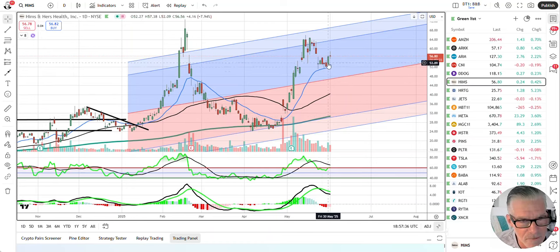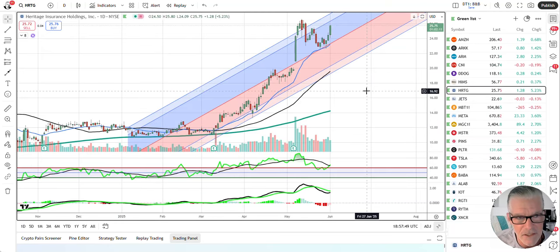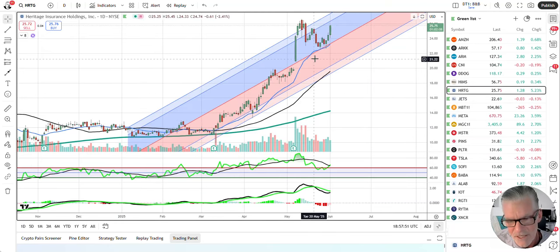We got in just before that big green stick, and we're seeing a good healthy hold, not necessarily follow through, but a good hold near the closing highs on Friday. HRTG is a nice looking trending stock. This is what I mean by a trending stock, right?